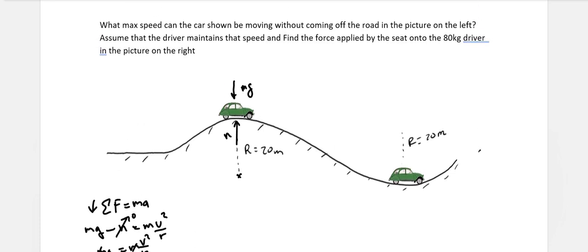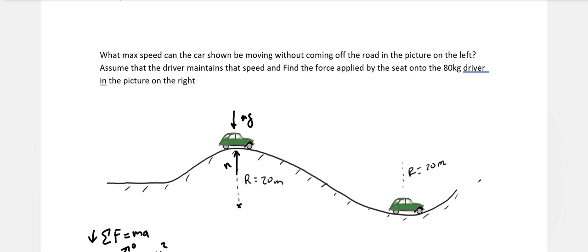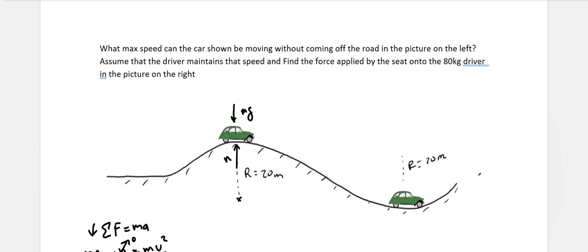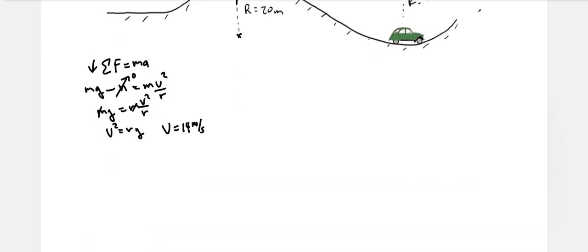Let me read the second question here. Assume the driver maintains that speed. Find the force applied by the seat onto the driver in the picture on the right. So that's talking about this location. Now we're going to draw a picture of the driver, presumably looks something like this, and now we're going to draw a free body diagram.